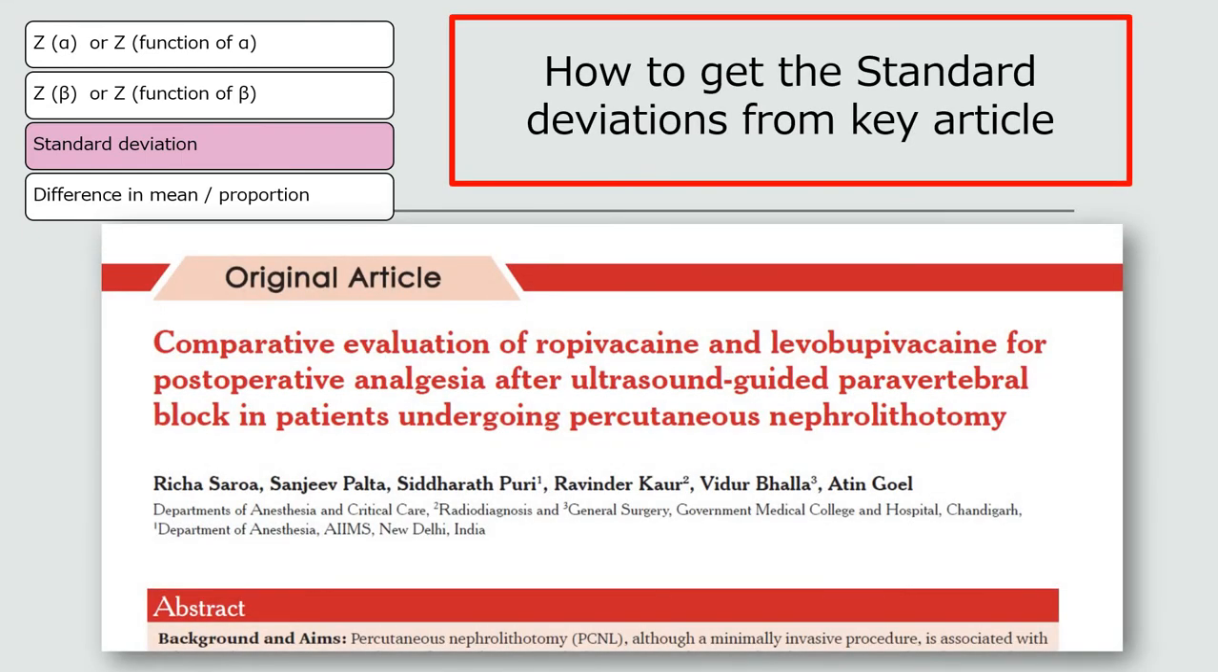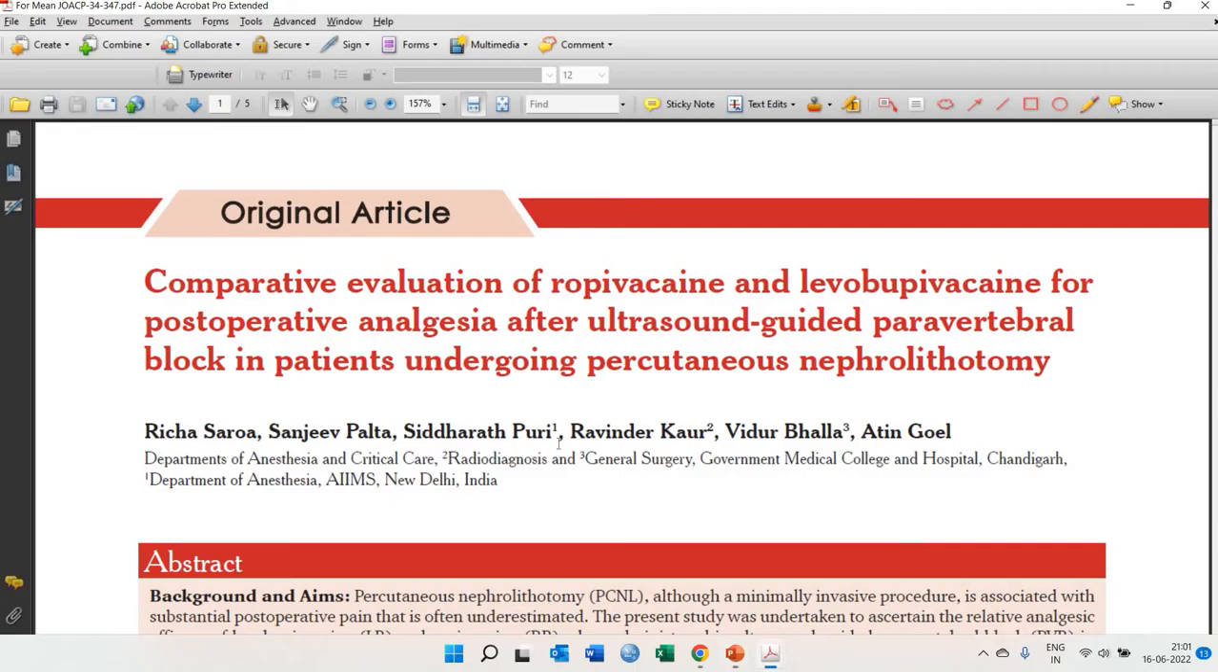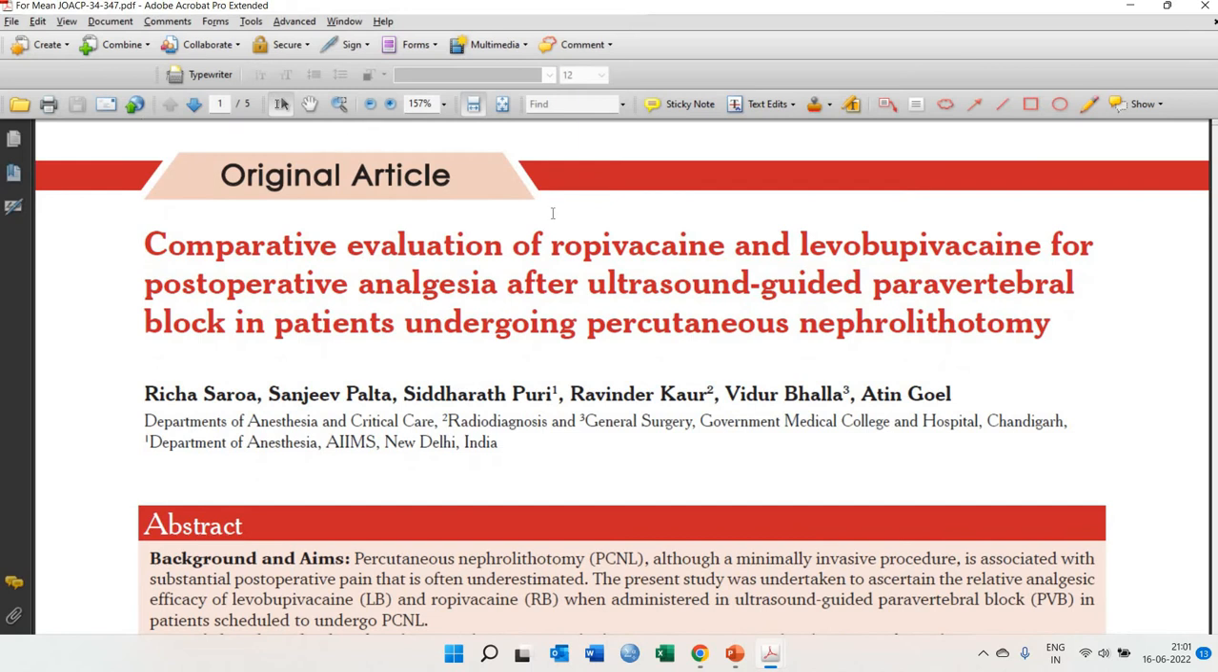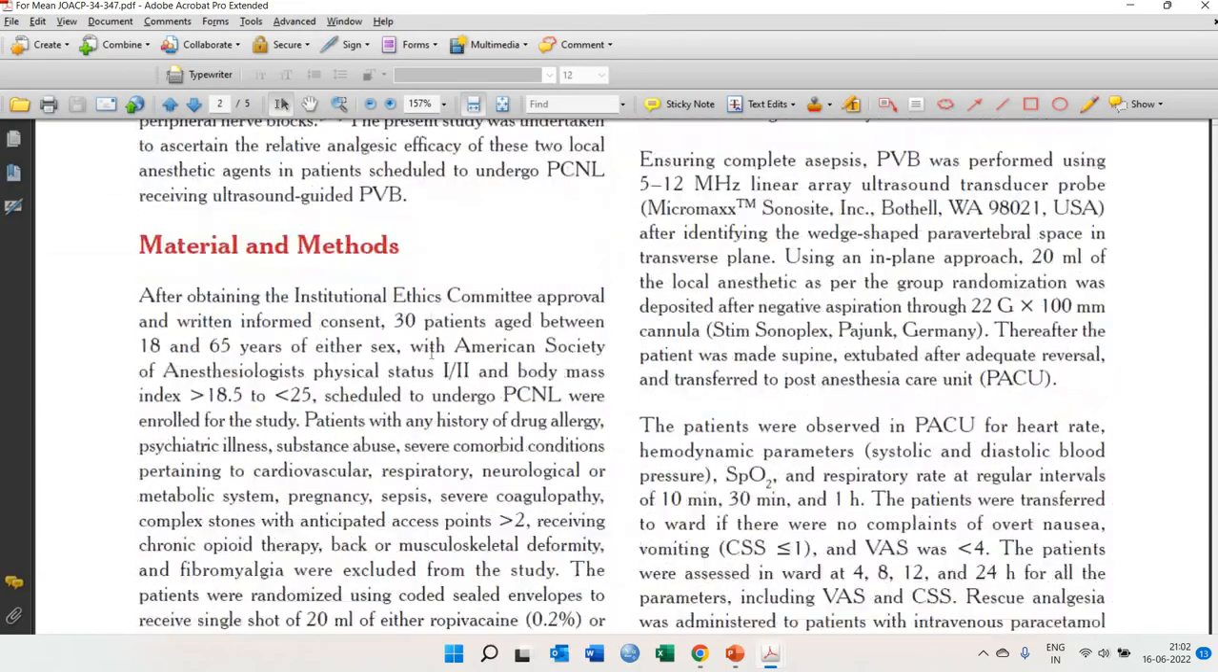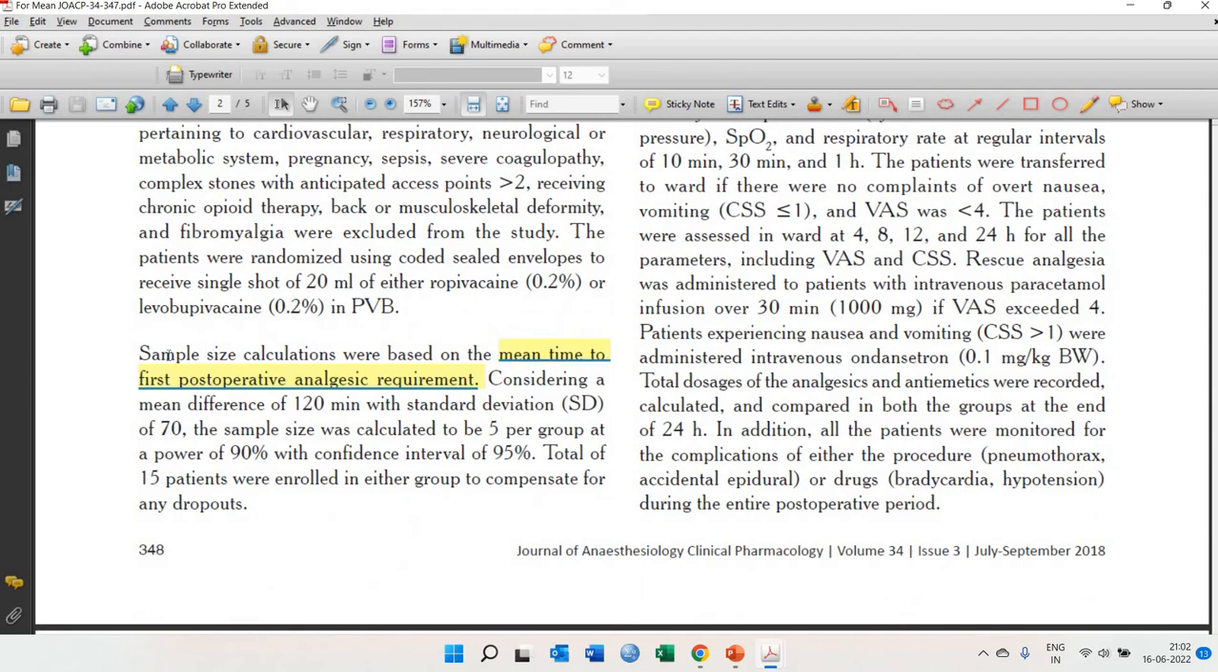Now let's have an example of how to get the standard deviation from a key article. So here is an example article which I have picked up. When you look at this particular key article, you can understand that there is a comparison between two drugs here. And what are they measuring? They are measuring some amount of post-operative analgesia. So if you scroll down and read through the article, you will realize that your primary aim is actually the mean time to give a particular analgesic. So the time is usually in minutes.